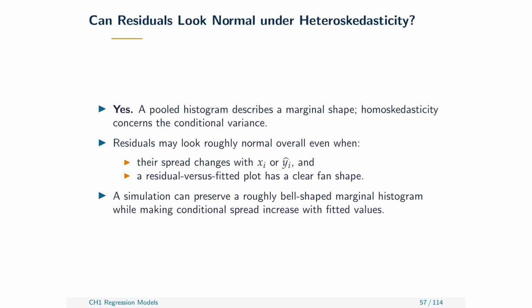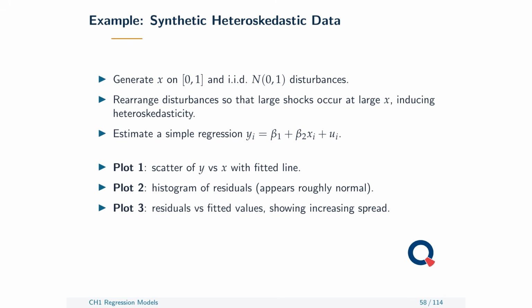Heteroskedasticity is a conditional statement. Residuals may look approximately bell-shaped overall, while their spread grows sharply with X or with the fitted outcome. This distinction is visible in a residual versus fitted plot. A fan or funnel shape suggests changing conditional variance. A plot can also reveal curvature, clusters, or influential observations.